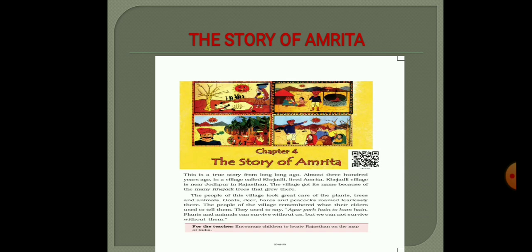They believed that they could not survive without plants. Amrita would get up early in the morning and greet her friends, the trees. She would put her arms around the tree and express her gratitude towards the tree.